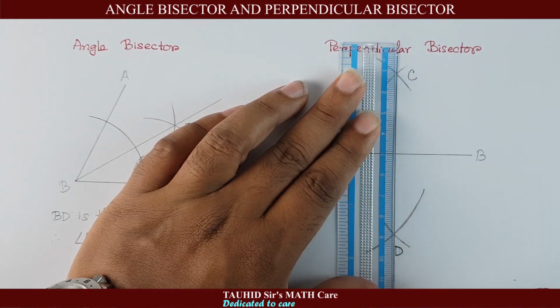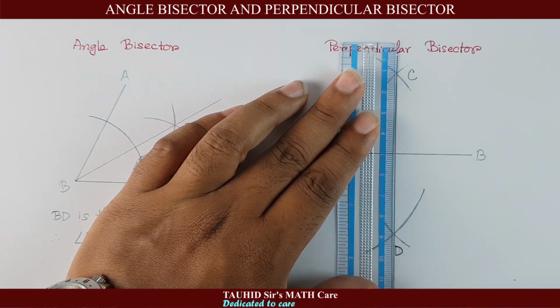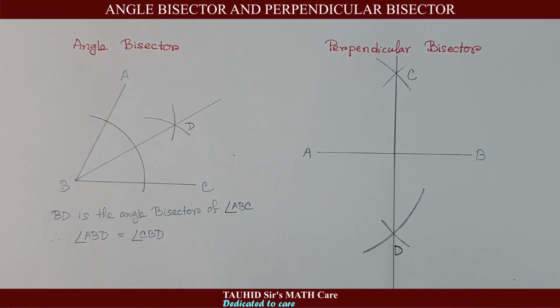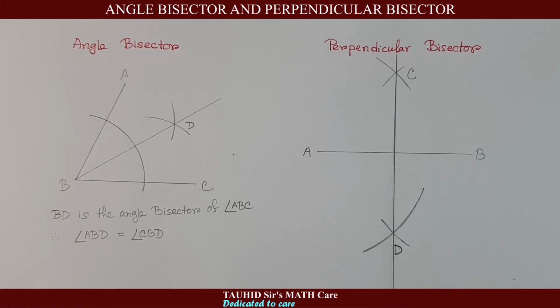We will join the points C and D. Therefore, the line CD is the perpendicular bisector of the line AB.